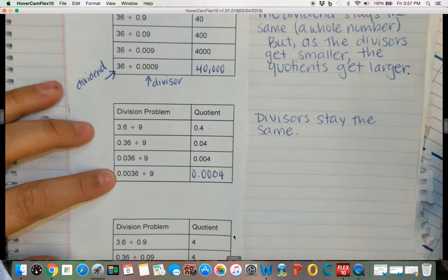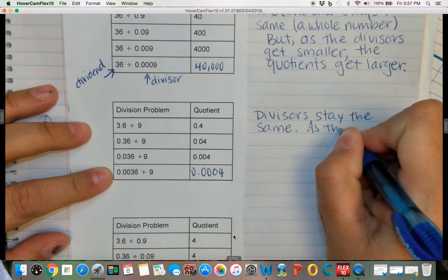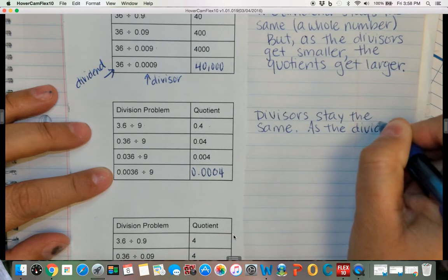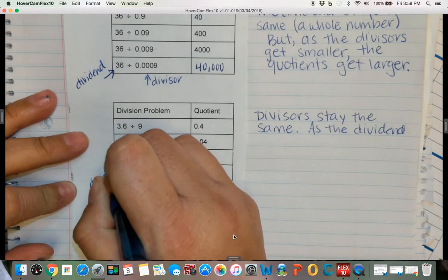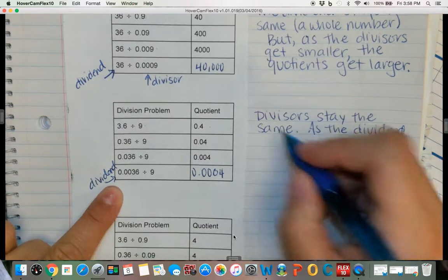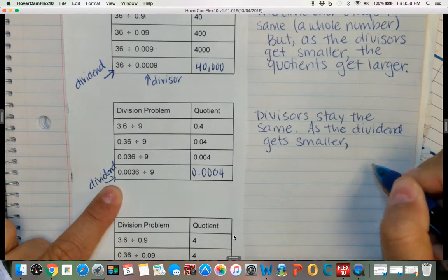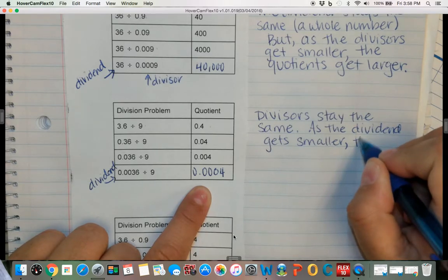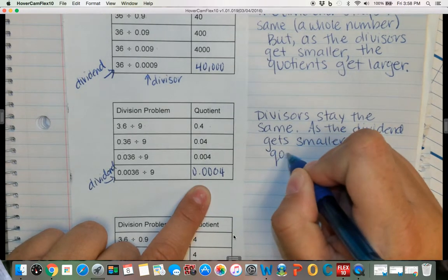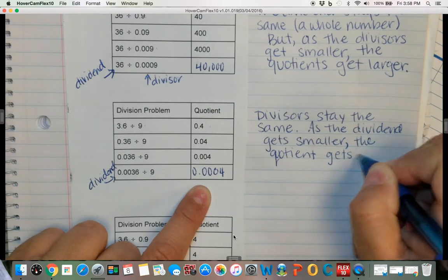So what is happening in our pattern? As the dividend, this number, as the dividend gets smaller or further away from 1, what happens to our quotient? The quotient also gets smaller.